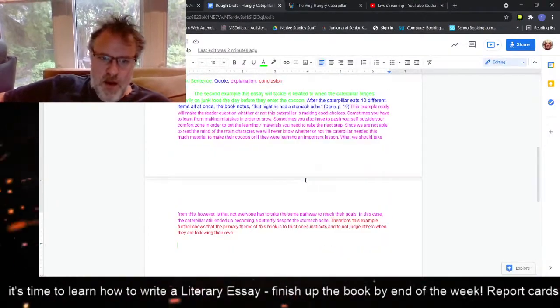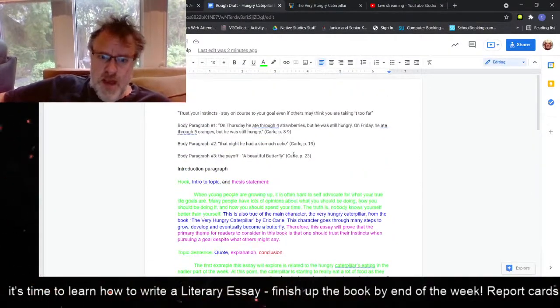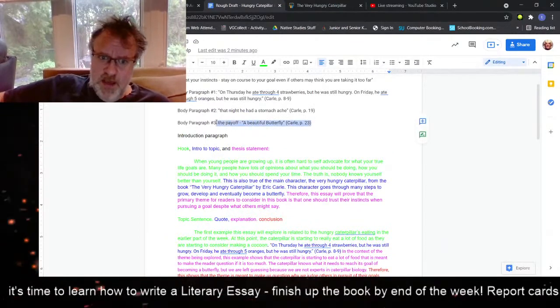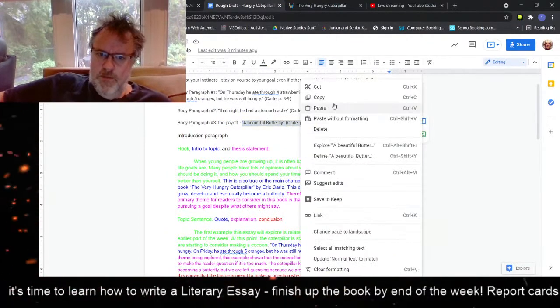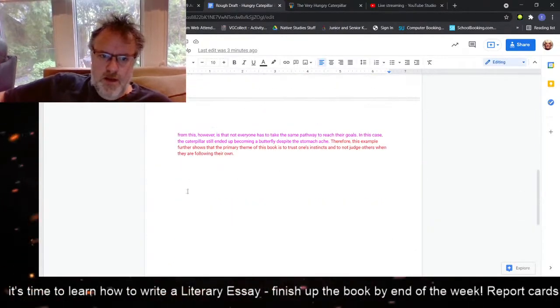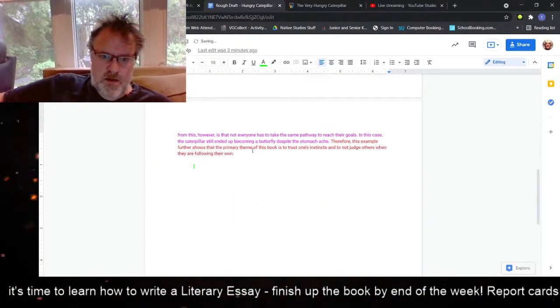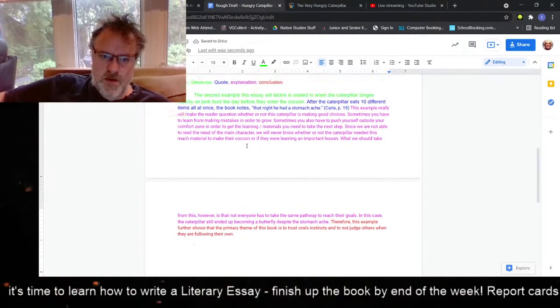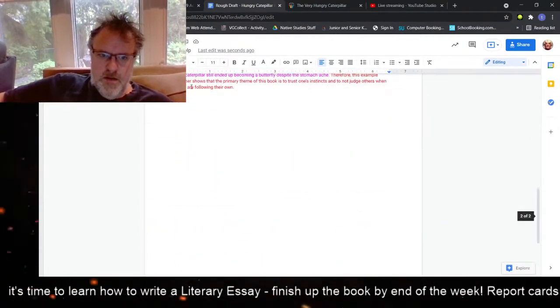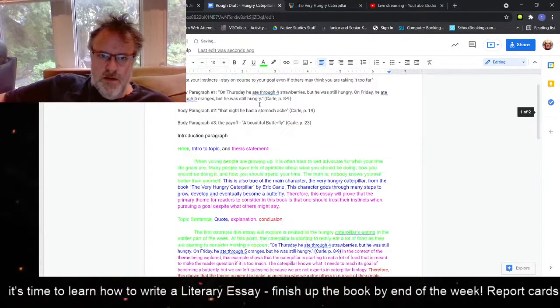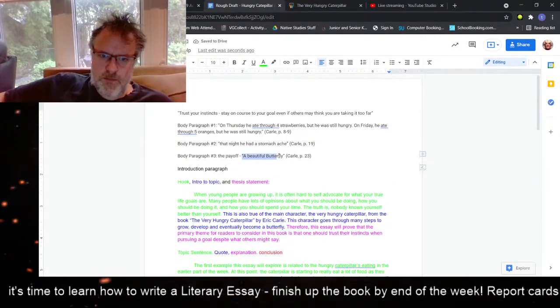Okay, all right. So, third example is the end. It's the payoff. So it's a beautiful butterfly. So again, if we're down here, do this. Topic sentence is in green. Actually, here, let's just put this down here again. And then I'll grab my quote again.